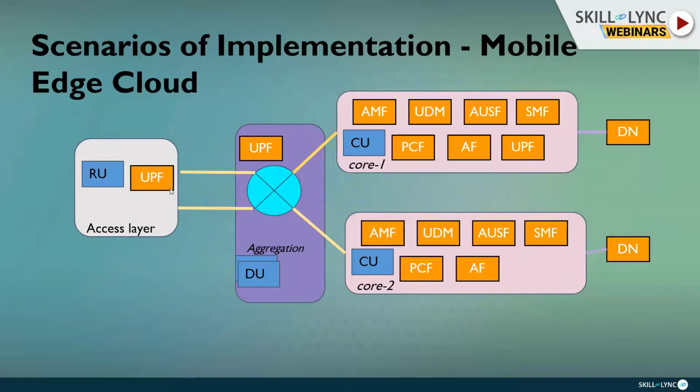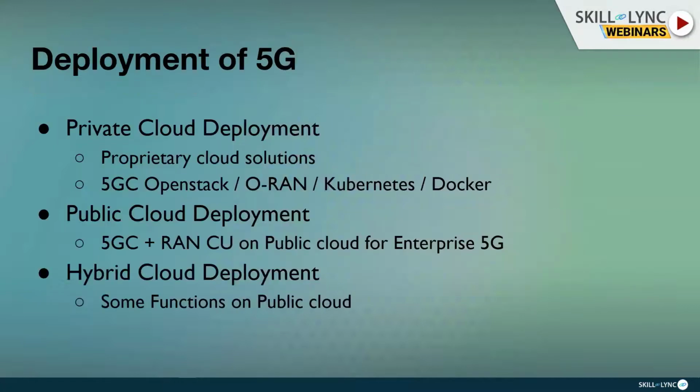So suppose you have the access layer, you can put the user plane function here. Once you are authenticated, the slice has been allocated to you, and your session is created, your user plane packet will just go here. And you can have a data network either here or, you can say, at the edge. So this is an implementation of mobile edge cloud. You will be hearing a lot of mobile edge cloud or edge in the near future, which is essential for any low latency application.